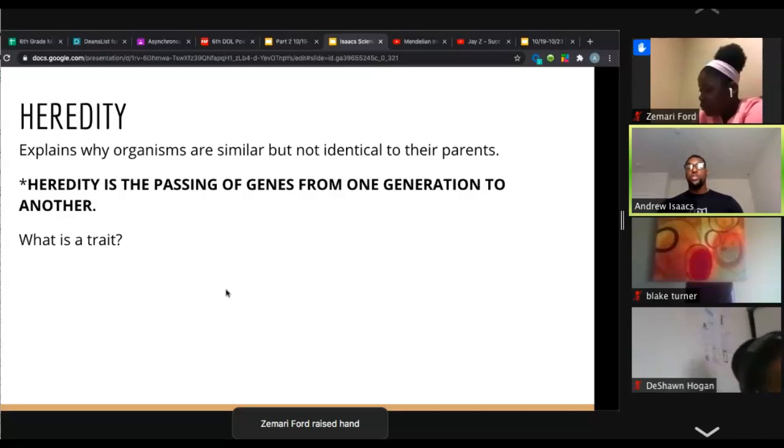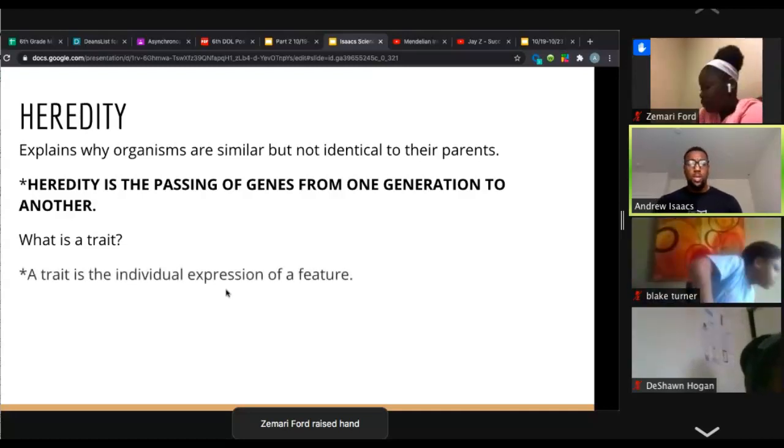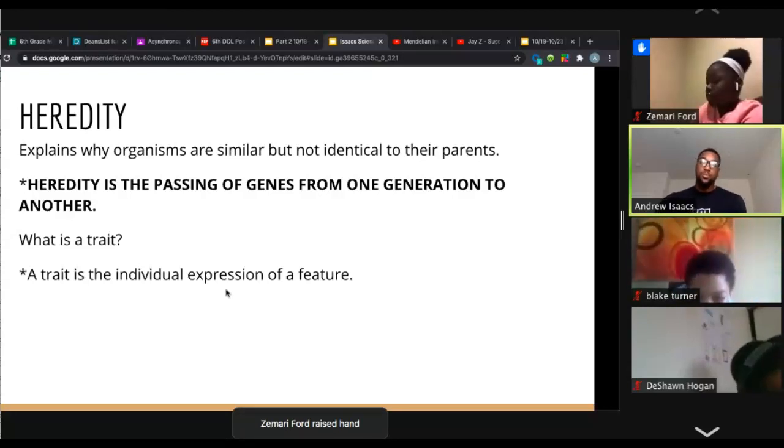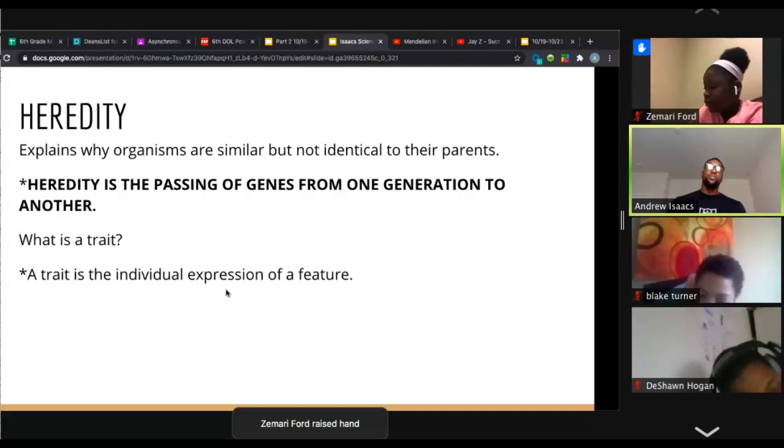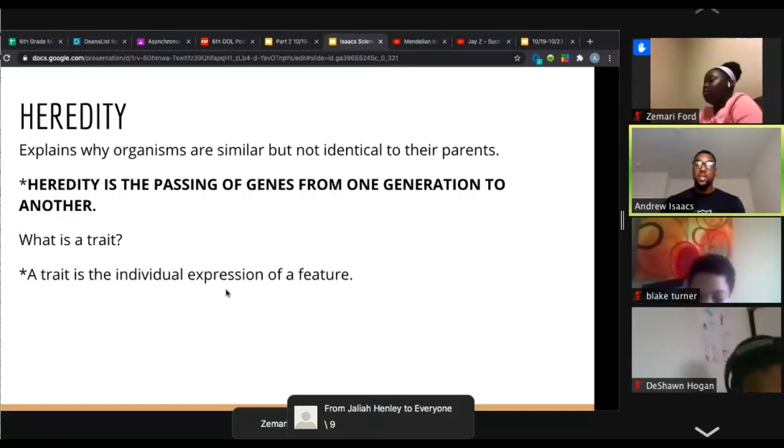So we talked a little bit about what a trait is. And a trait is the individual expression of a feature. So while heredity is the passing of genes from one generation to another, the genes that are actually passed are traits. And those traits are individual expressions of a feature.